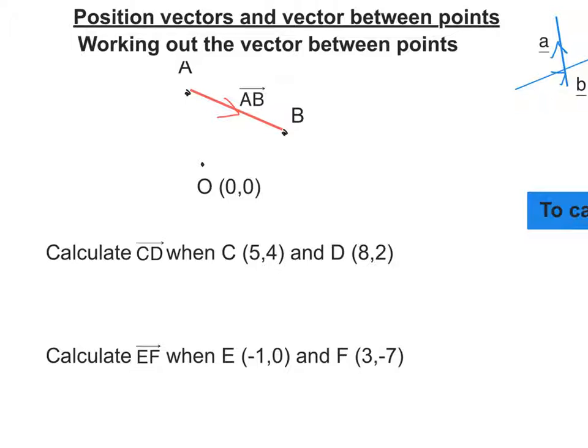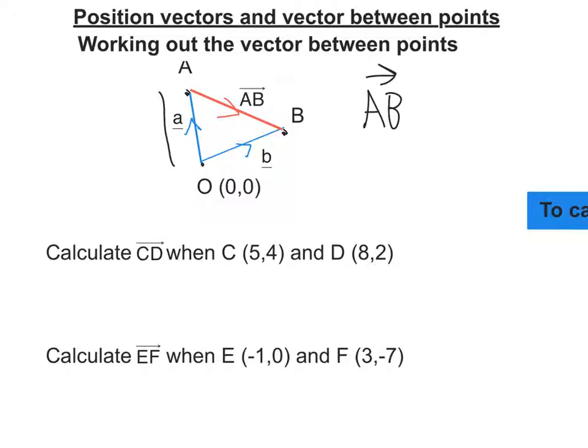Well, I know that the position vector of A, i.e. the vector from the origin to point A, is like that. And the position vector of B, i.e. from the origin to B, is like that. Well, so what I could say here is the vector AB, if I don't go direct, if I go this way, is equal to negative A, so I'm going the wrong way, plus B, or B minus A.